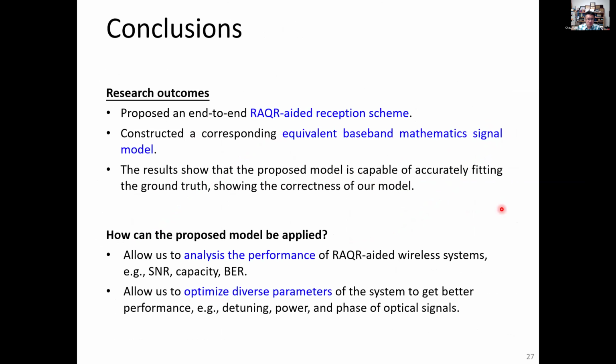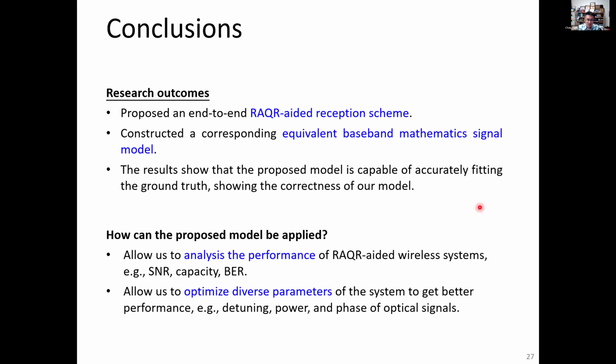Okay, so as a conclusion, what we show you is that we propose end-to-end receiver structures using this Rydberg atomic receiver, the atom structure. We come up with the corresponding baseband mathematical signal models. We try to make it as familiar to us as possible: y equals Hs plus noise.